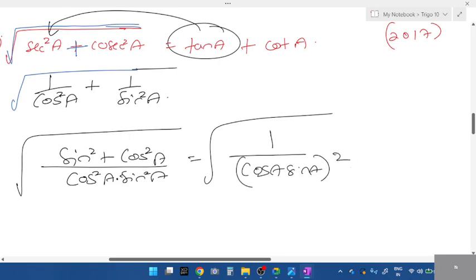Cos A into sin A whole square. Now can I reduce the square root? What is left, students? 1 by cos A sin A. But on the right hand side we have tan A plus cot A. How do you convert it?